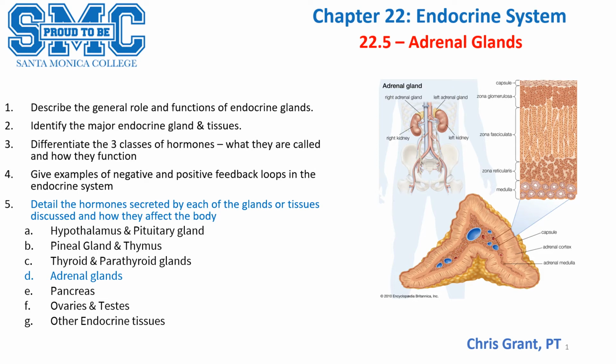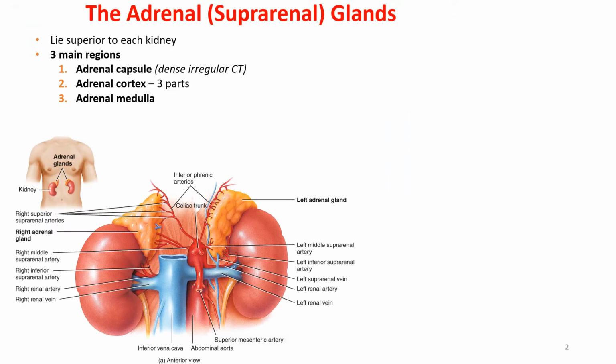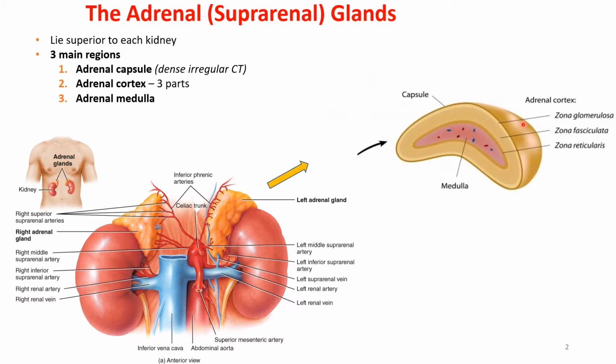In this section, we're going to take a deeper dive into the adrenal glands. We're going to look at both what composes the cortex, the outer layers of it, compared to the medulla, the inner parts. So the adrenal glands lie on top of the kidneys, so they're also called the suprarenal glands because they're above it. And there are three main sections or portions that make up this adrenal gland.